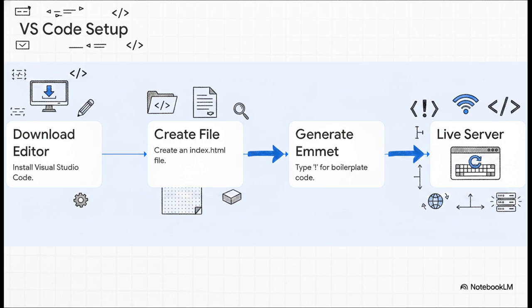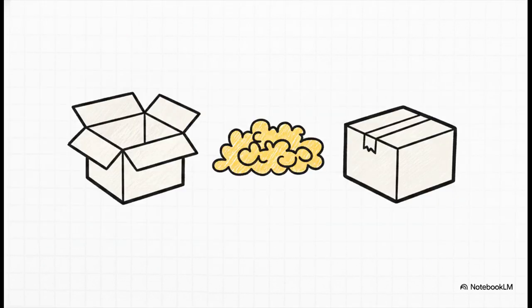First up, download Visual Studio Code. Then, create a new file named index.html, which is the universal standard for a website's homepage. Next, by simply typing an exclamation mark, a built-in tool called Emmet will automatically generate your boilerplate code. Think of that as the baseline structure every HTML file needs to function. Finally, using a quick extension called Live Server, you can instantly preview your website as you type, without having to constantly hit refresh.